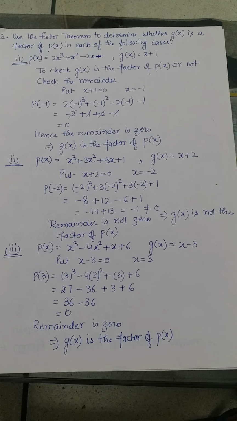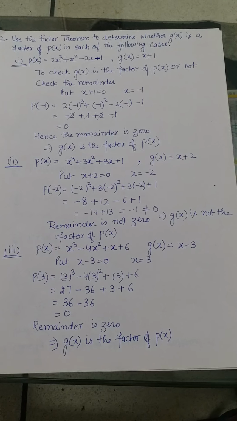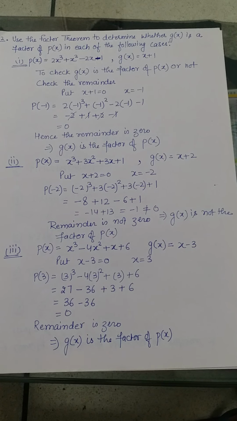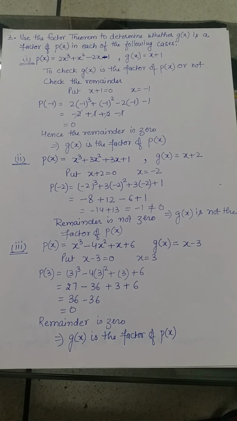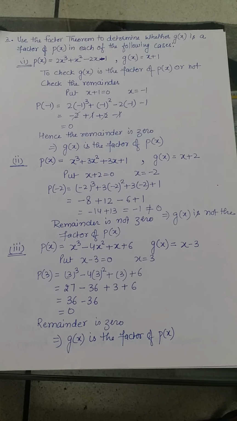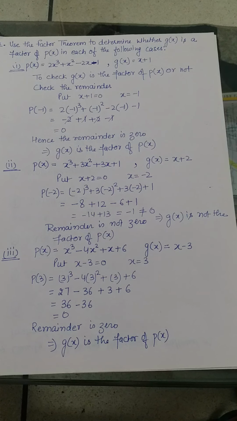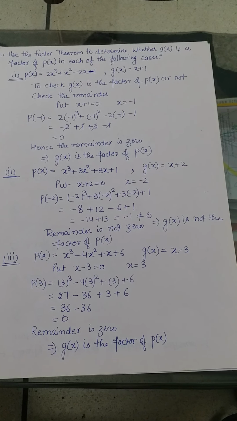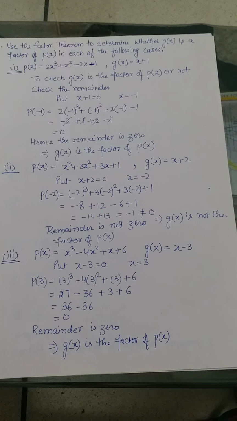So in the first part we have g(x) equals x plus 1. Put x plus 1 equals 0, we get x equals minus 1. When we put x equals minus 1 in the given polynomial, we get 0 as the remainder. So this implies g(x) is a factor of p(x), the polynomial p(x). Similarly, we can do the second and the third part.